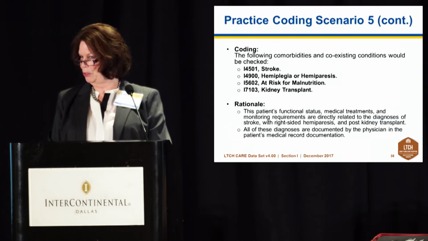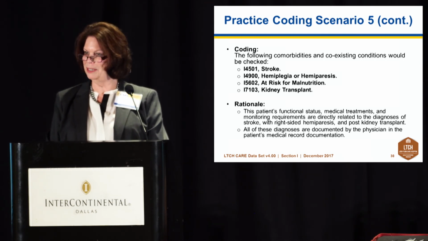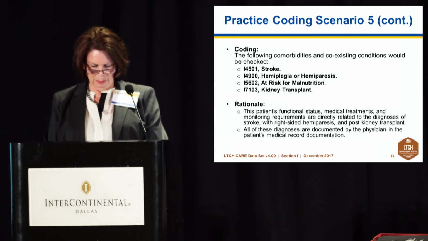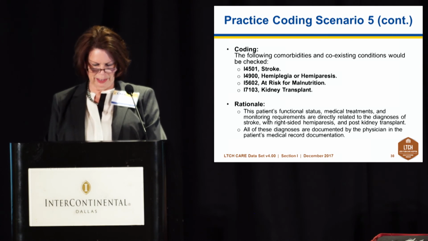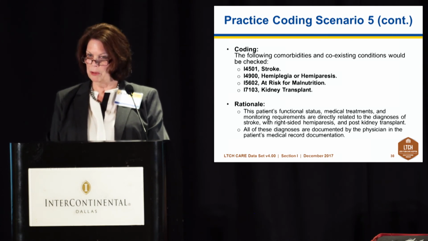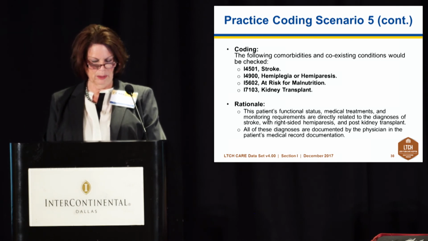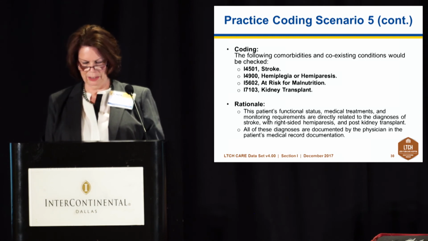So you would code, as you did, stroke, hemiparesis, patients at risk for malnutrition due to neglect, and a status post a kidney transplant. The patient's functional status, medical treatments, and monitoring requirements are directly related to the diagnosis of stroke with right-sided hemiparesis and post-kidney transplant. All of these diagnoses are documented by the physician in the patient's medical record documentation.